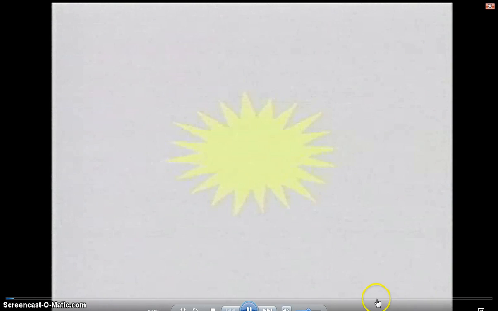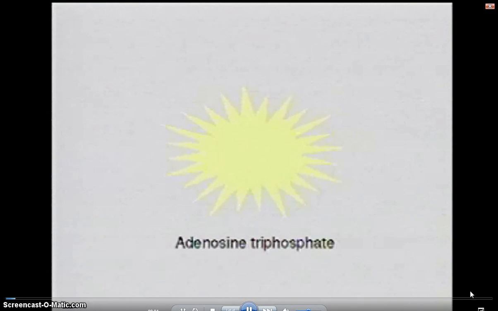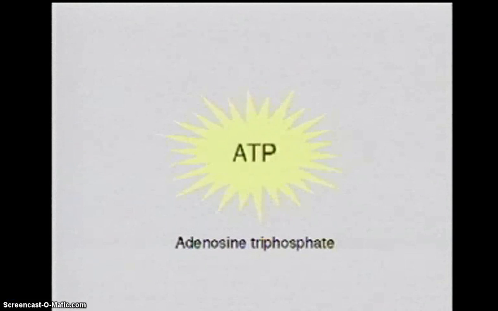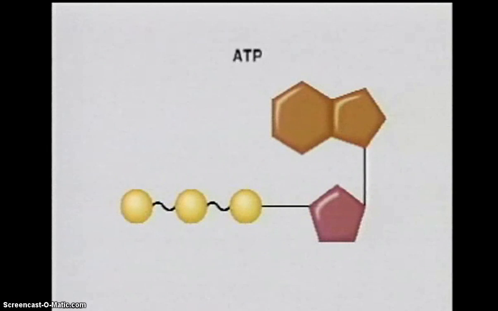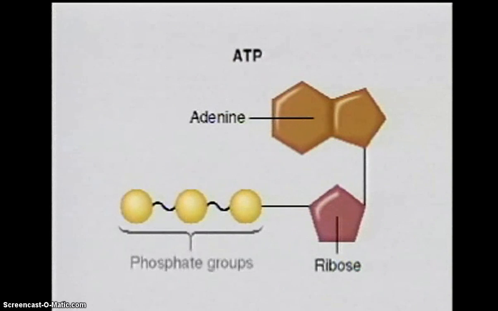The molecule used by most organisms to transfer energy is called adenosine triphosphate, or ATP. An ATP has three parts: adenine, ribose, and phosphate groups. Adenine is one of the bases found in DNA and RNA. Ribose is a sugar molecule found in RNA.